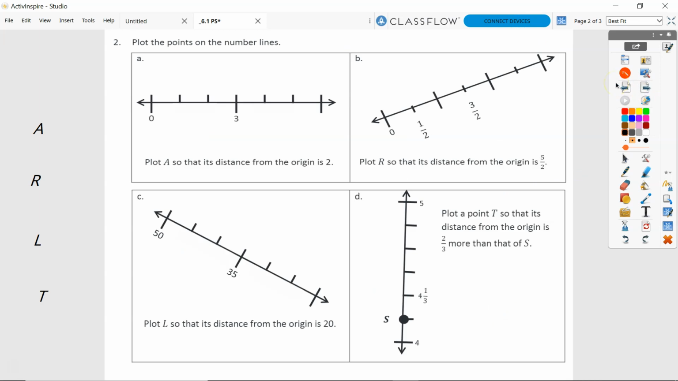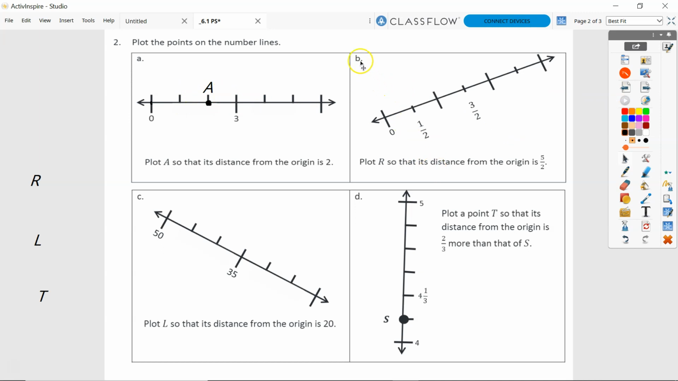All right, let's take a look at number 2 here. For number 2, they just ask us to plot the points on the number lines. So let's look at A. It says plot A so that its distance from the origin is 2. So I know that here's my origin, and they give me the number 3. So A is going to be right here. So let's go ahead and plot that A so that it is right at our 2. This will be 0, 1, 2, 3, and we're good to go.